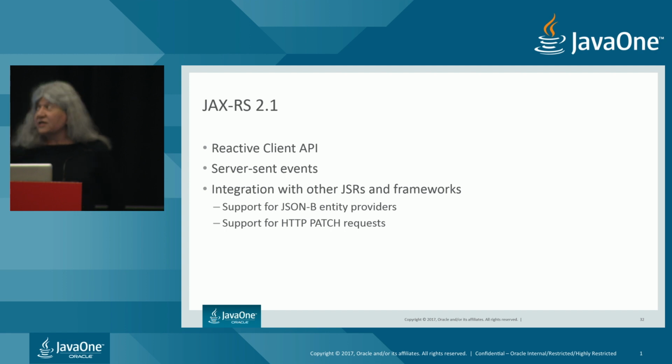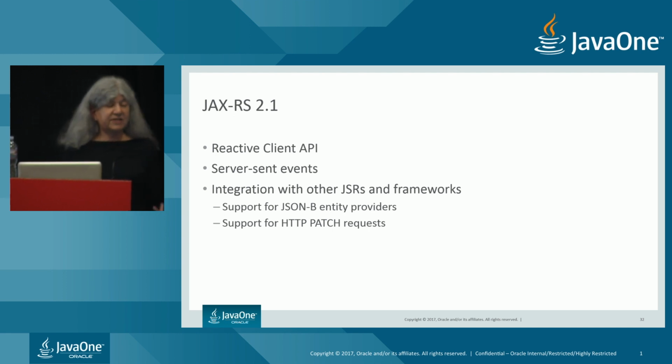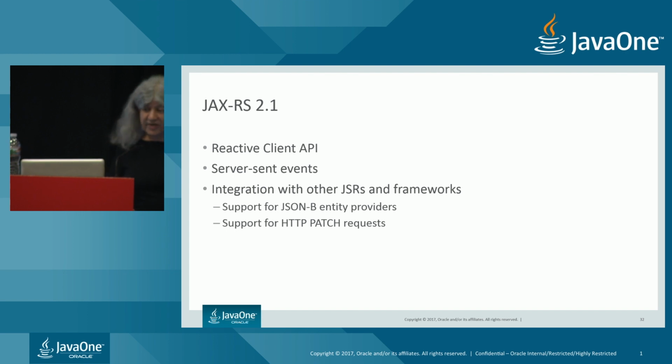Okay, so JAX-RS has been another really successful API for us. There were two key areas where we wanted to provide enhancements in this release. One, providing a really reactive client API, leveraging what Java SE 8 added, and then support for server-sent events. Server-sent events were specified in the HTML5 standard. And then there's some other more minor improvements, support for Jsonb entity providers to facilitate your mappings, and HTTP PATCH requests.